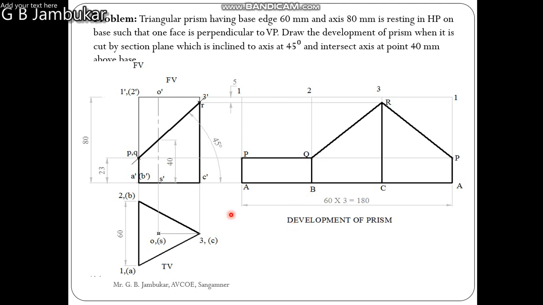In this way we can draw the development of a prism. For the triangular prism, we consider the top view as an equilateral triangle and the front view as a rectangle, draw the projections, then draw the section plane, and then it gets converted into the final object. So this is the way to complete the development in orthographic projection on different solids.